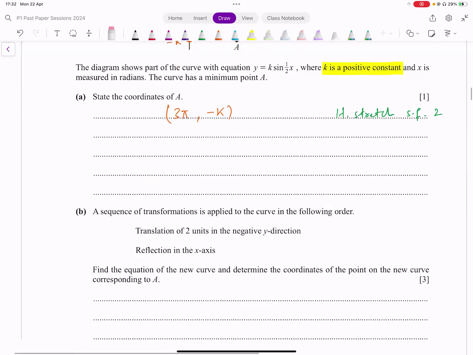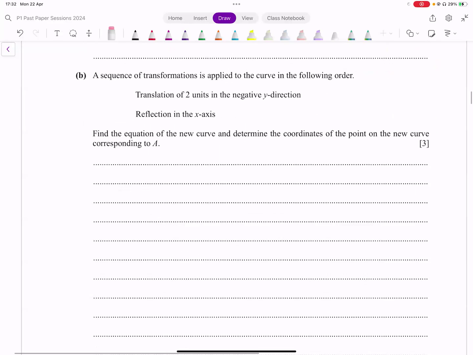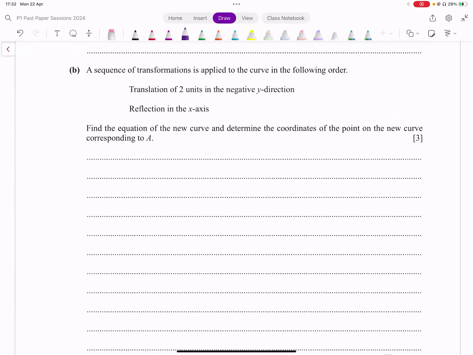Now it says a sequence of transformations, that means more than one transformation, applied to the curve in the following order. Now it says translation of 2 units in the negative y direction. So that means vertically, the graph is going to move 2 units down. Reflection in the x-axis. That means the line of reflection is the x-axis.